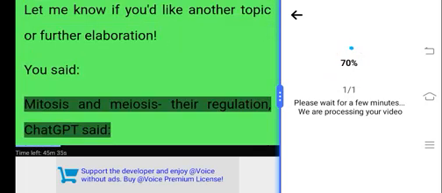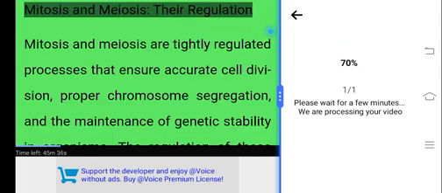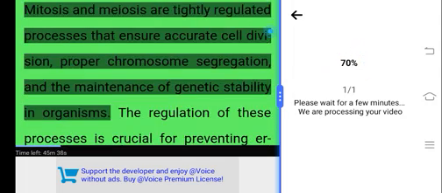You said: Mitosis and meiosis and their regulation. ChatGPT said: Mitosis and meiosis, their regulation.